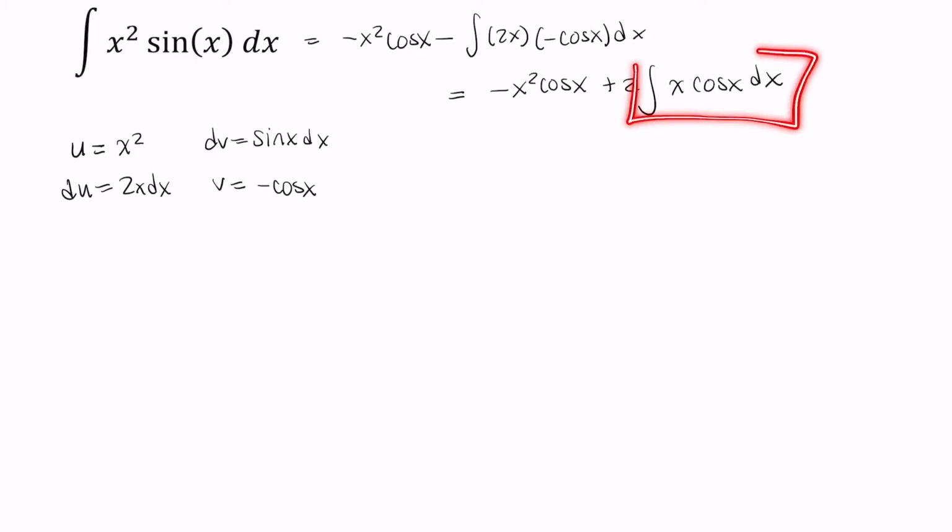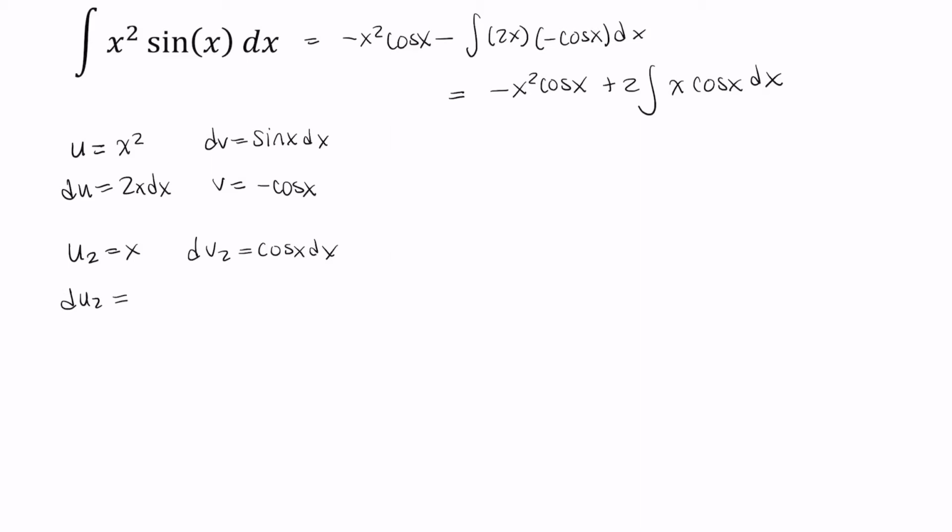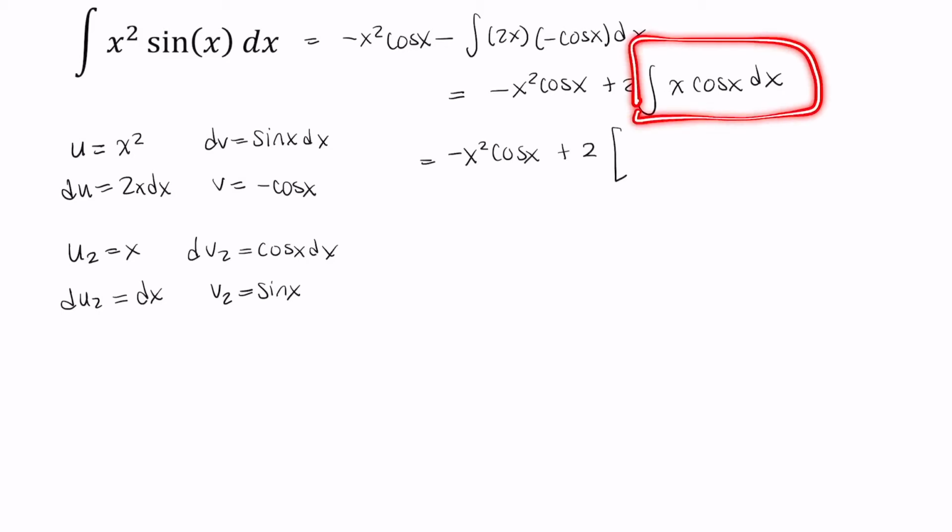Now you have already seen this integral. It was one of the first examples in this module, but let's say you haven't. We need to apply integration by parts again in order to solve this. So now I'm going to let u2 equal x, dv2 equal cosine x dx, du2 equals dx, and v2 equals sine x. So now I'm going to rewrite this, since that hasn't changed, negative x squared cosine of x. Then I'm going to add 2 times whatever this integral is using parts.